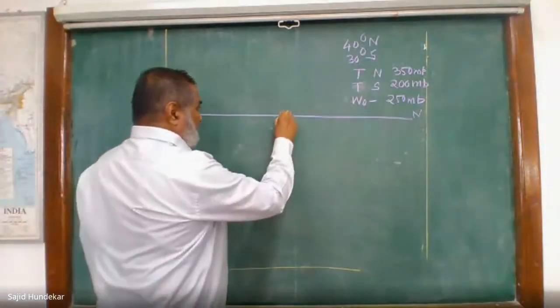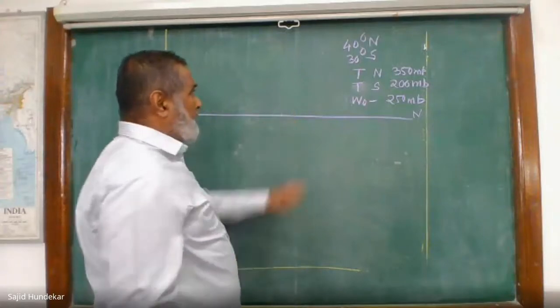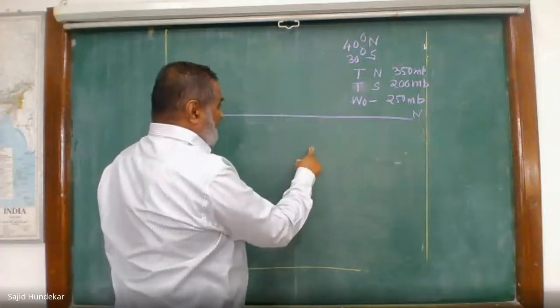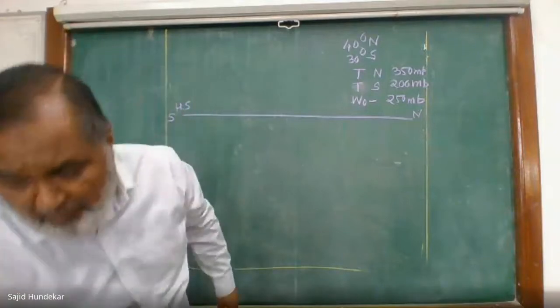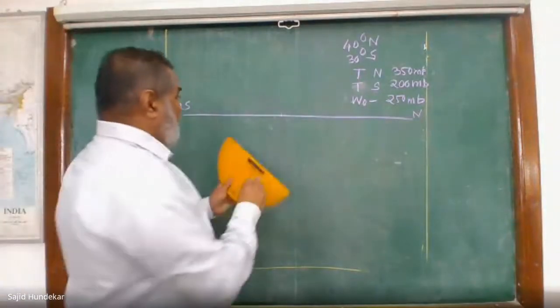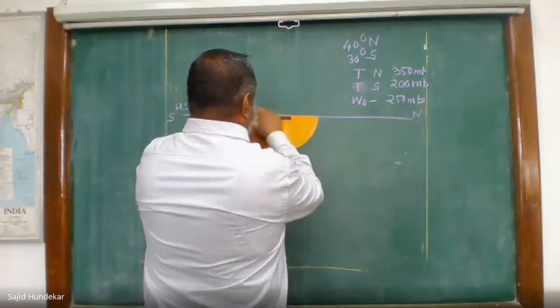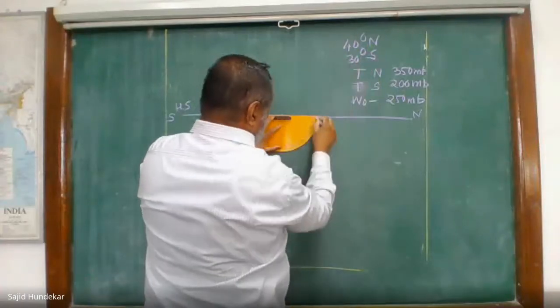And now center point. Yes, mark the center point and one at a time 40 degree towards north and 30 degree towards south. These 2 points you can take at one time, no need to take it separately. Keep the protractor parallel to your horizontal surface. And now 40 degree towards north.